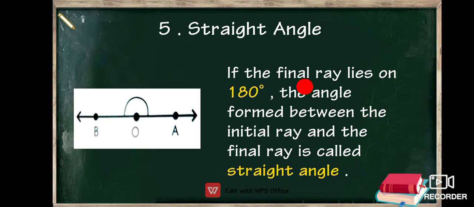If the final ray lies on 180 degree, the angle formed between the initial ray and the final ray is called a straight angle. You can see in this picture, from O to A is the initial ray and from O to B is the final ray. The angle formed in between is 180 degree. So if we have a measure of 180 degree, we can say it is a straight angle. I hope you understand. The name straight itself says that there will be an angle of 180 degree, and the line will be straight.